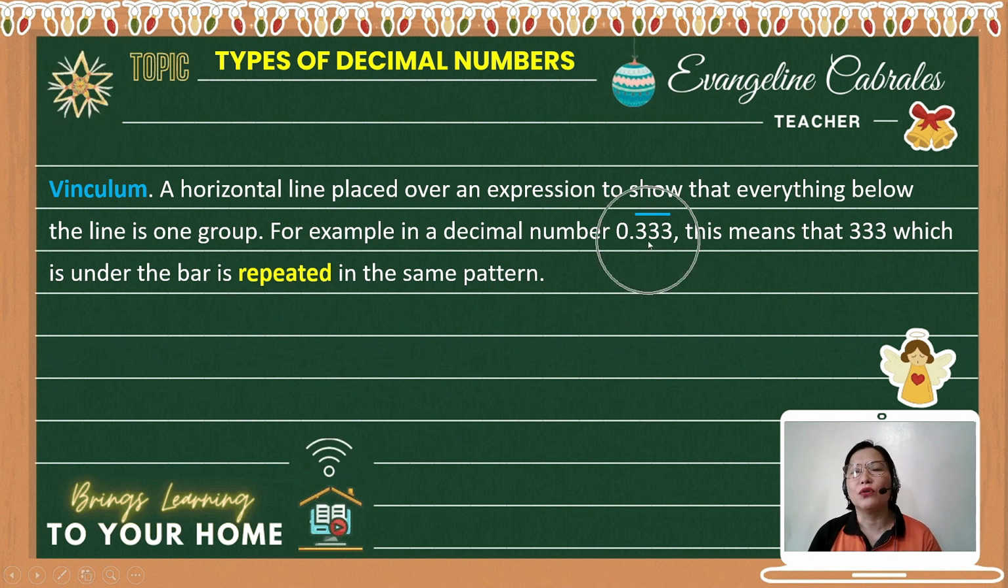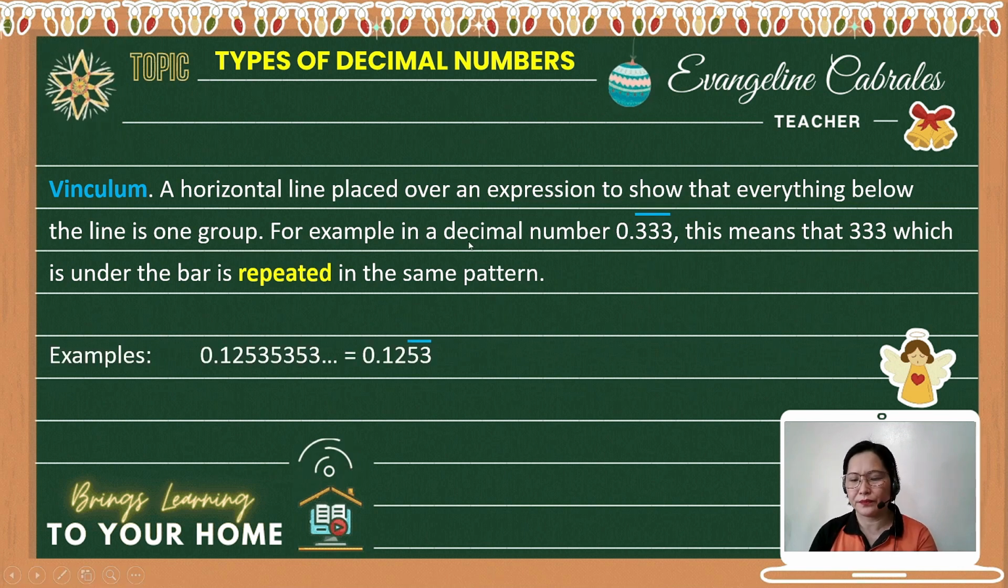So, kung yan ay isusulat ng mahaba, makikita mo pagkatapos ng decimal point, lahat yan ay 3. 3, 3, 3, 3, 3, 3, 3, 3. Para hindi na isulat ng paulit-ulit ng napakahaba, nilalagyan na lamang ng vinculum sa ibabaw. Okay? Oh, here are the examples.